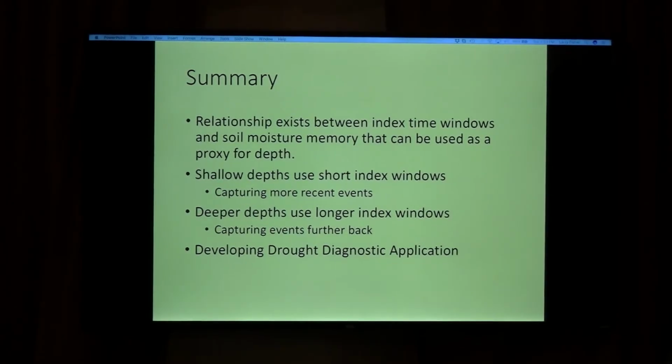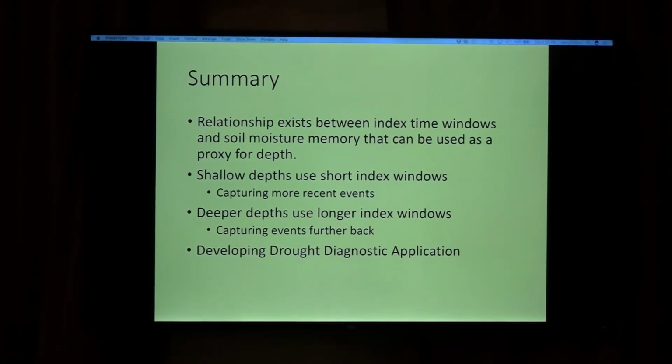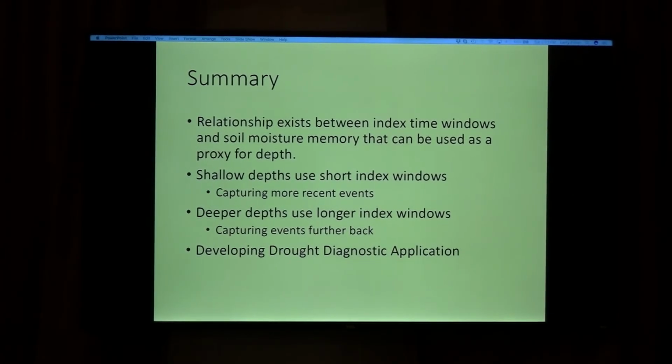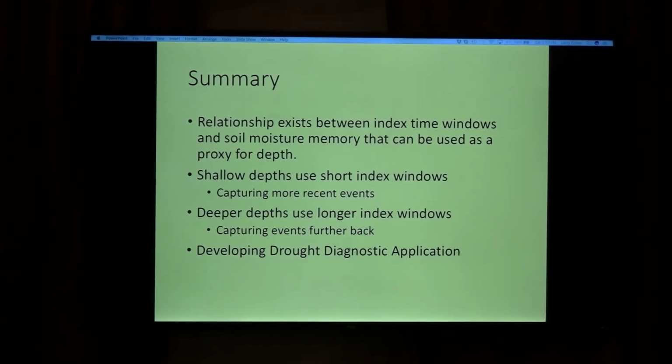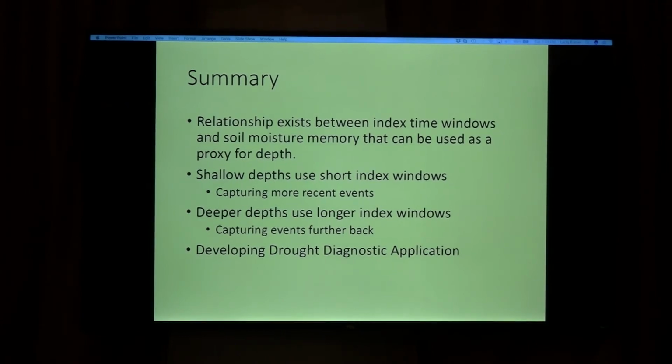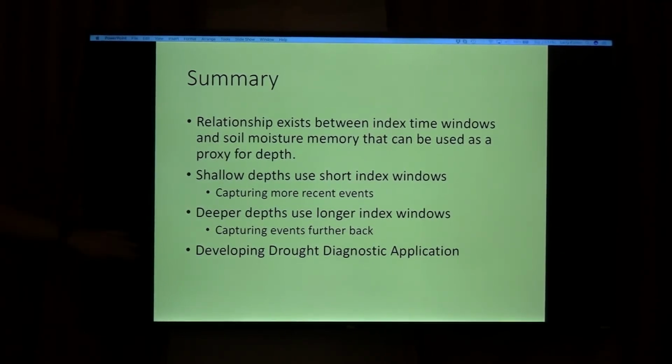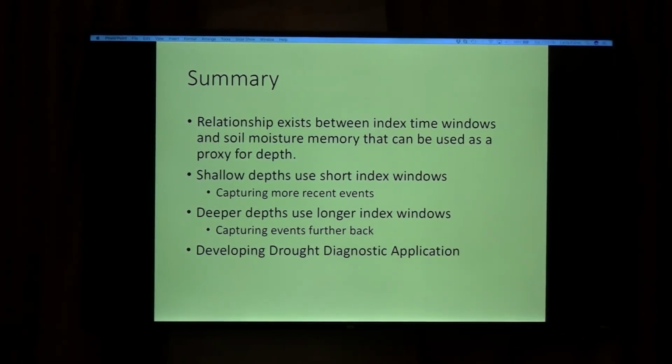So in summary, there's this relationship that exists between index time windows and the memory that's apparently built into soil moisture. Using shallower depths correlates best with shorter index windows, and then deeper depths works better for longer index windows. And then lastly, we're developing this drought diagnostic tool application. And that's it. Thank you very much.